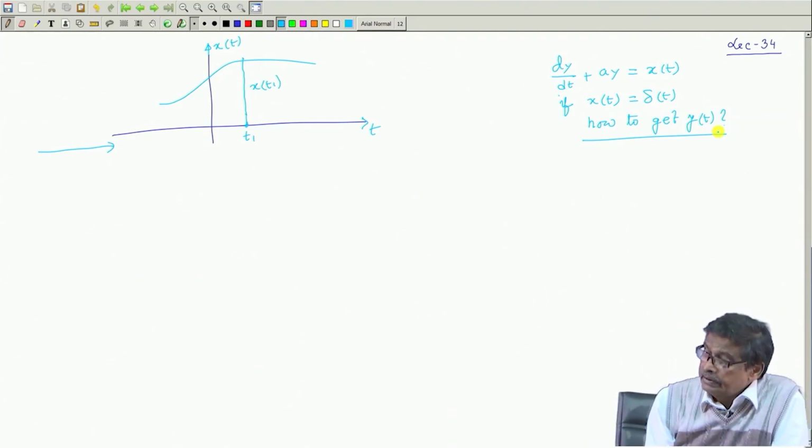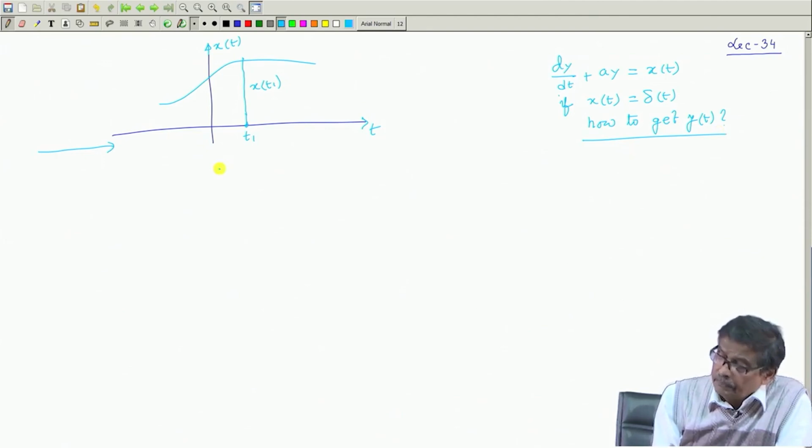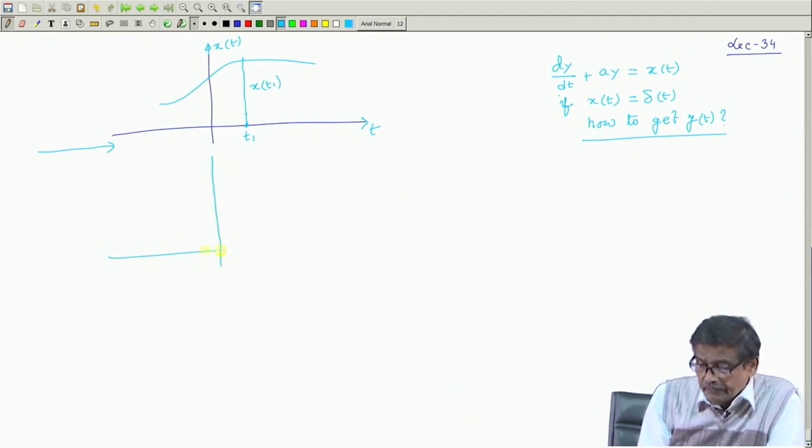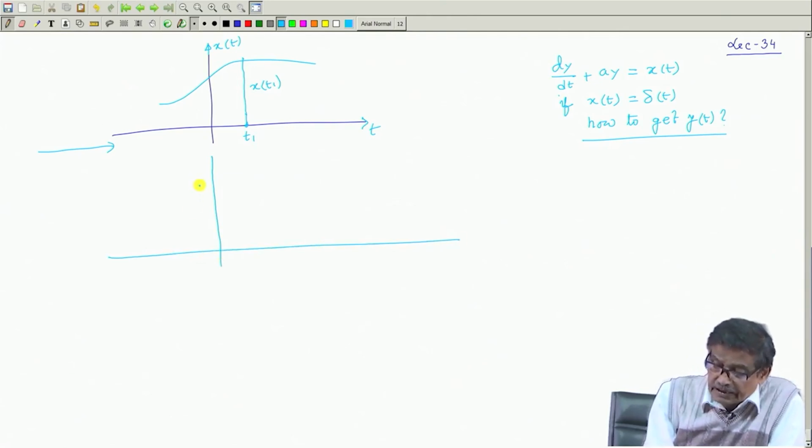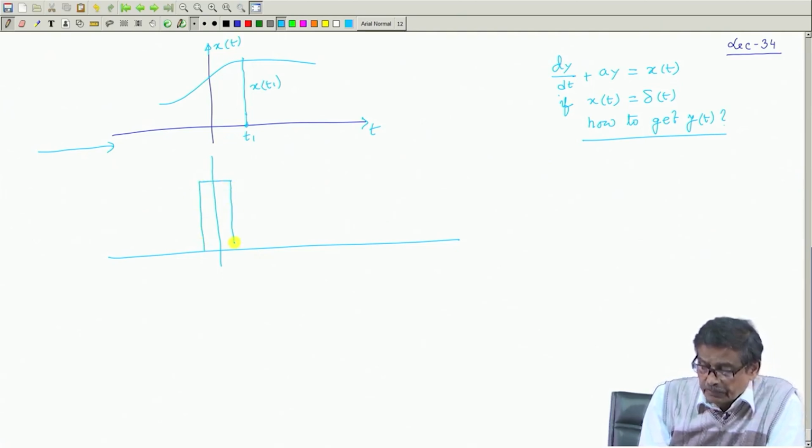I told you that if you have a rectangle, very quickly I will review whatever we learned last time. Suppose you have a rectangular pulse, and this is minus h by 2, and this point is plus h by 2. These are the time, and the height of the rectangle is h.